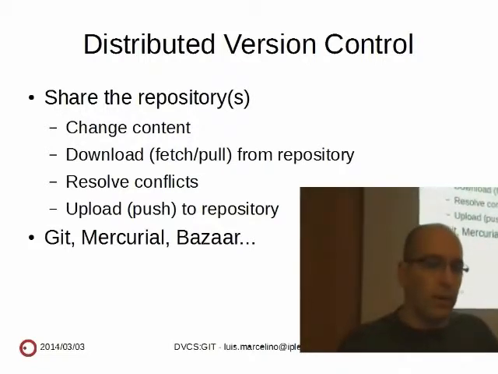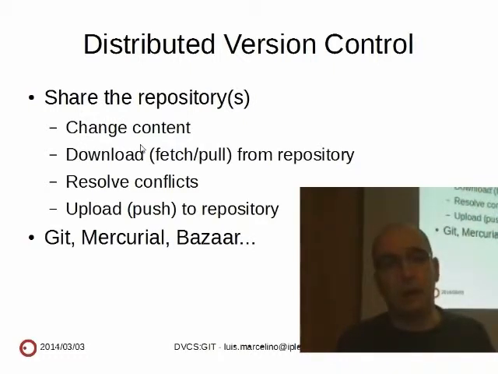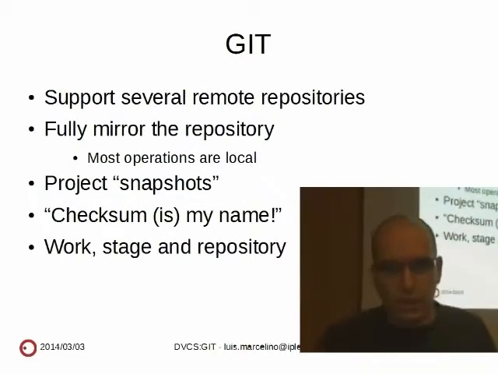Among the well-known distributed version control systems, you have Git, Mercurial, Bazaar, and some others. I'm going to focus on Git, but many of the concepts are similar or shared with the other software. Git supports several remote repositories, so you can have more than one repository and you can share, push, and pull stuff between repositories.